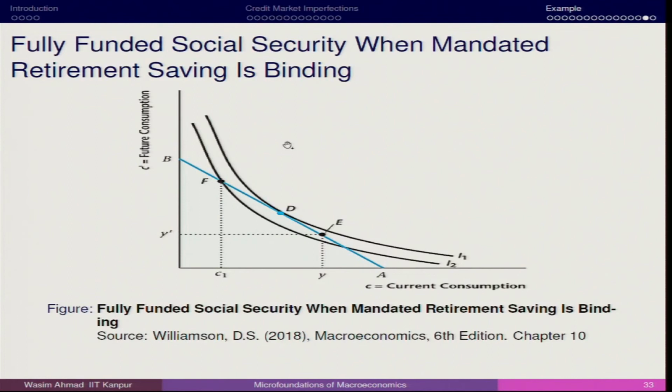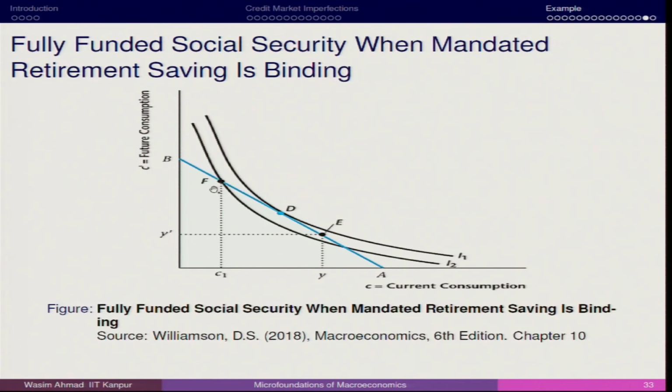Once individuals are forced to save more, suppose the individual is at F. Now, his endowment is here, he is happy at point D, but he is forced to save at F, and at this F he is compromising on current consumption. Maybe the future consumption may be comfortable, but he would like to enjoy at point D, because this amount E he can save to transfer to the future. So, what is the idea behind this?